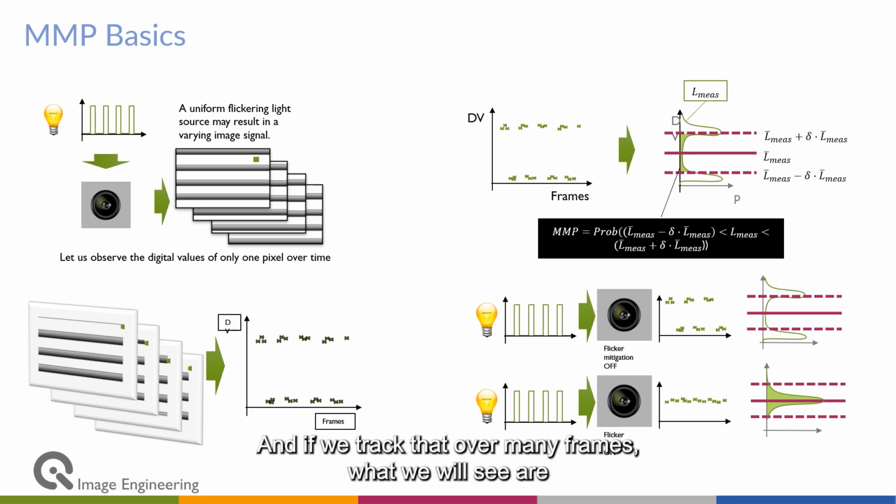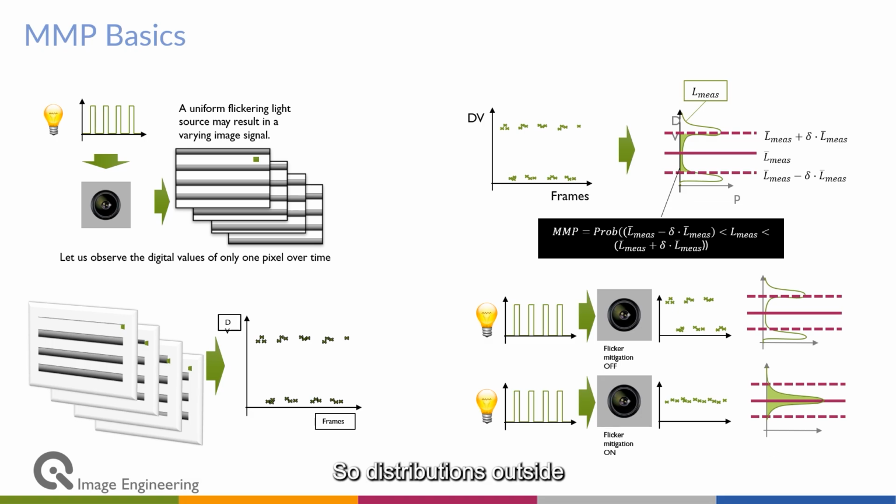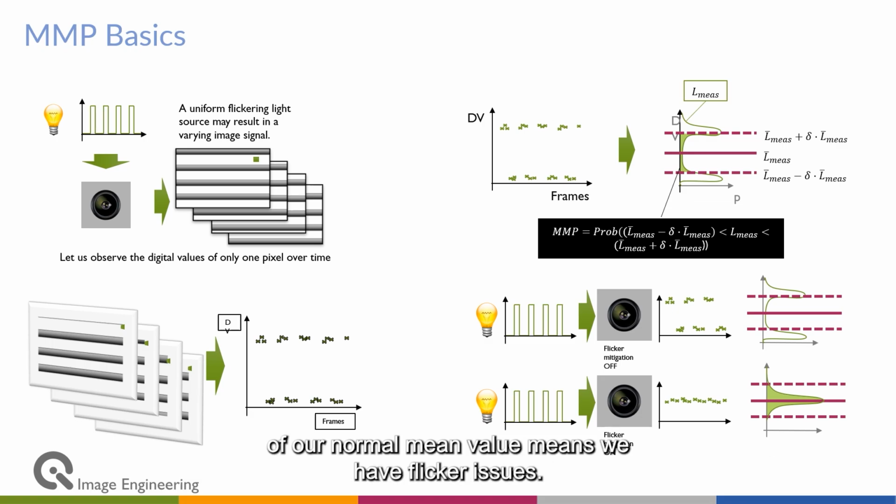And if we track that over many frames, we will see a bright and a dark region where we get peaks. We can see that as an indicator: if we have these two peaks, so distributions outside of our normal mean value, that means we have flicker there.